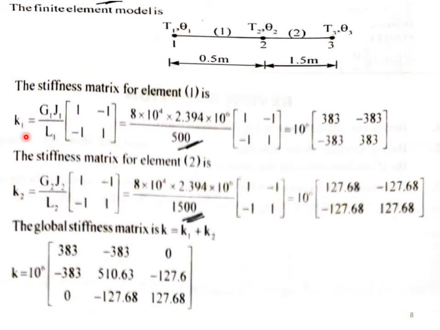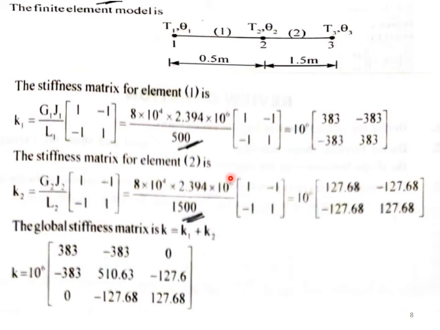So stiffness matrix for element 1, K1 is equal to G1 J1 by L1, 1 minus 1 minus 1 and 1. G1 is 8 into 10 to the power of 4, into 2.394 into 10 to the power of 6, the value of J1, divided by 500, the length of element 1, times 1 minus 1 minus 1, 1. As I have told previously, we have to do necessary unit conversions wherever necessary. So 10 to the power of 6, 383 minus 383 minus 383 and 383.